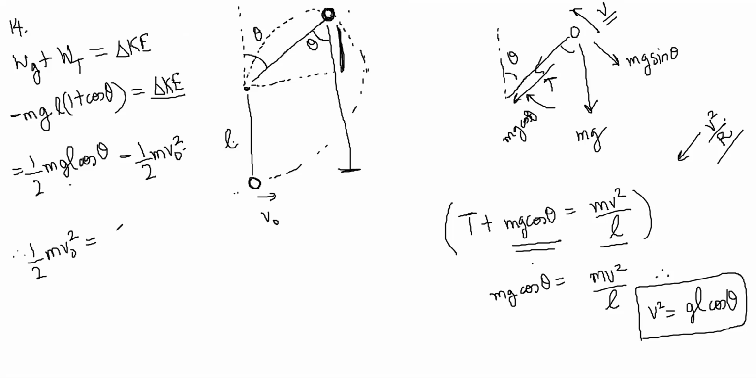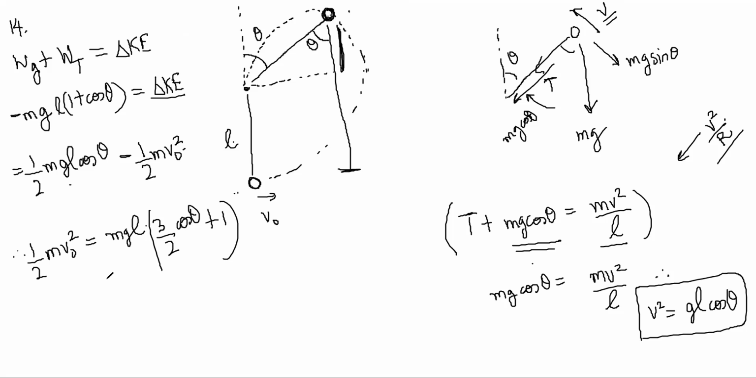So mgL cos theta by 2 plus this. So mgL common, it is cos theta by 2 plus cos theta, so 3 by 2 cos theta, plus 1. That is what it is, hopefully. mgL common, cos theta by 2 plus cos theta plus 1. So this is half m v naught square is equal to this.